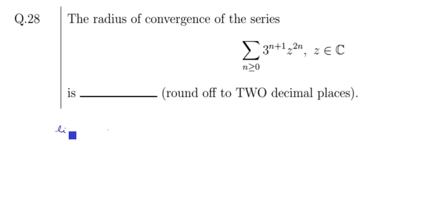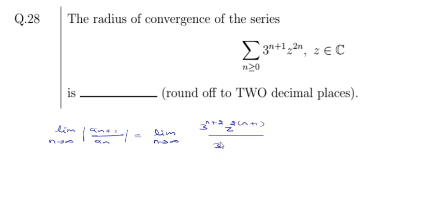So the formula is limit n tends to infinity modulus of a n plus 1 by a n, where a n is the nth term and a n plus 1 is the n plus 1th term. So the series will be convergent if this ratio is less than 1. So this is equal to limit n tends to infinity. So replace n by n plus 1, so we will get 3 power n plus 2 z power 2 times n plus 1, divided by a n, which we can write as it is, 3 power n plus 1 z power 2n.